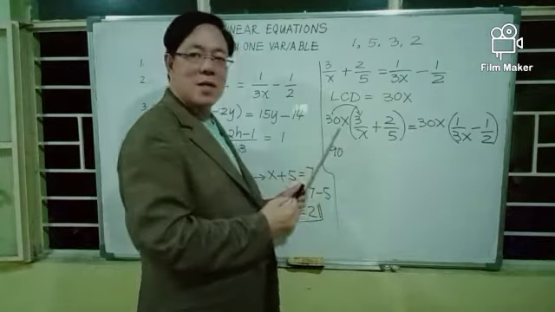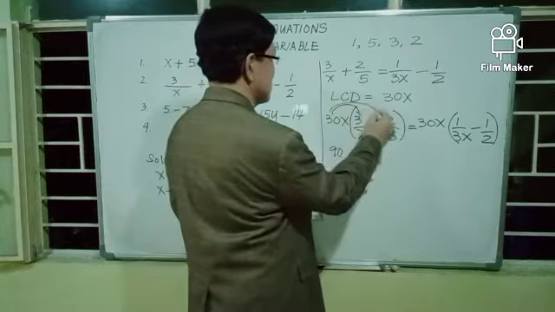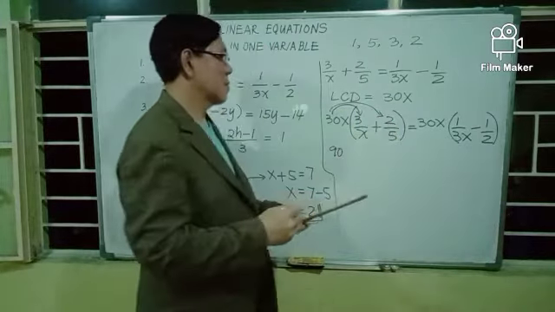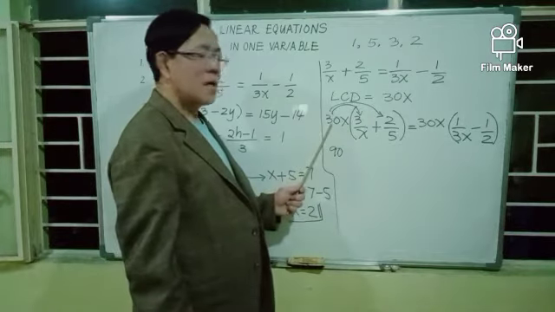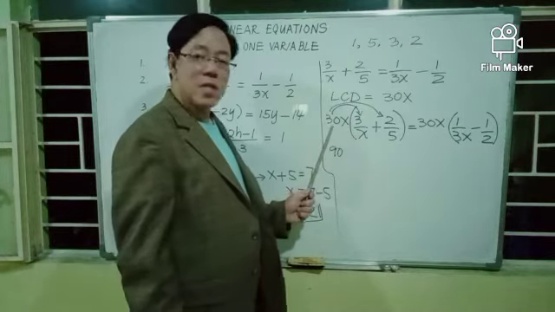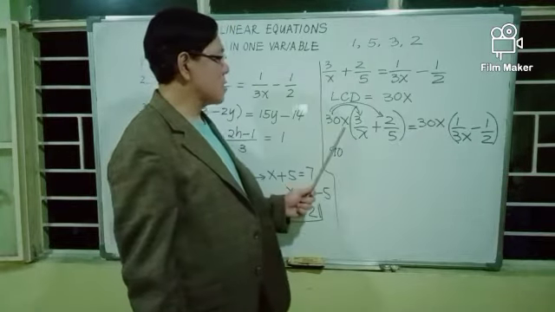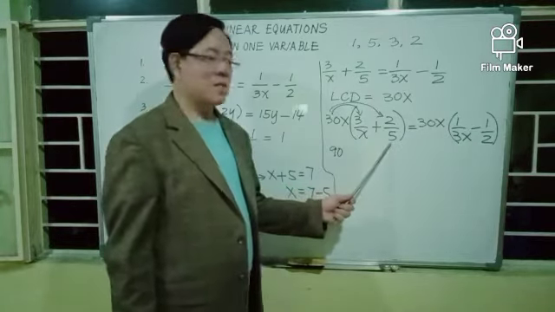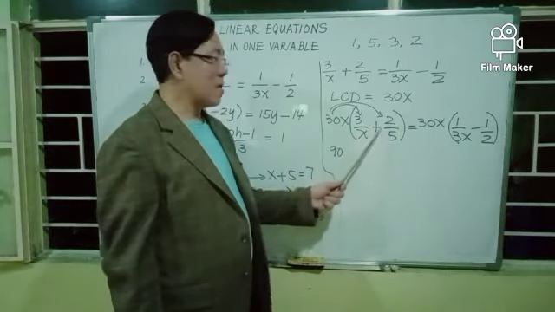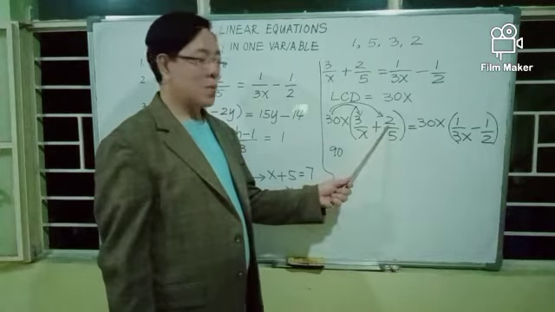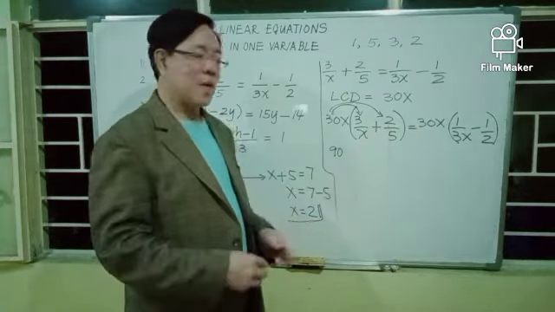You also multiply 30x by 2 over 5. Now 30x divided by 5 is 6x. And we multiply 6x by 2. And 6 multiplied by 2 is 12x.